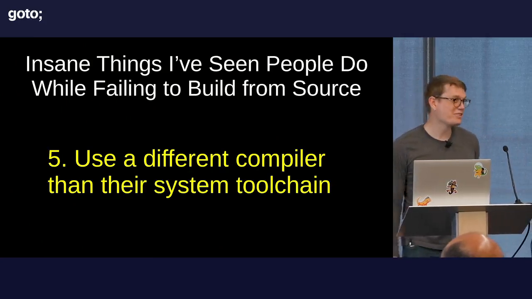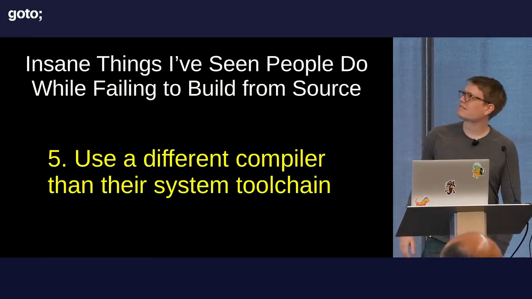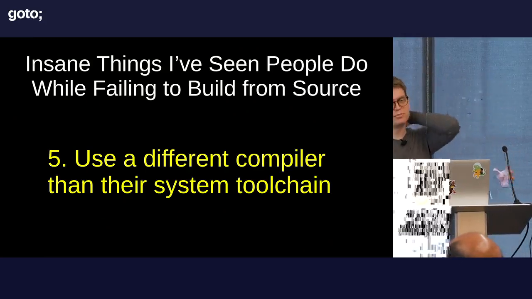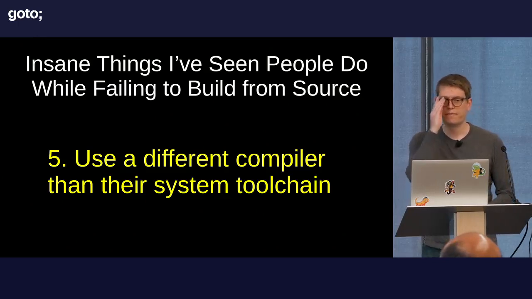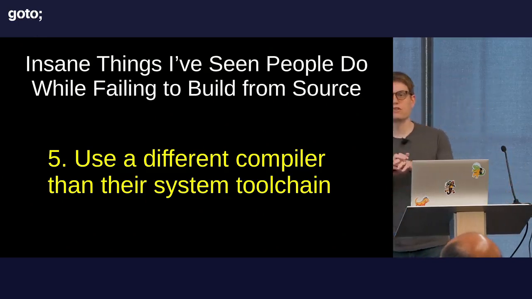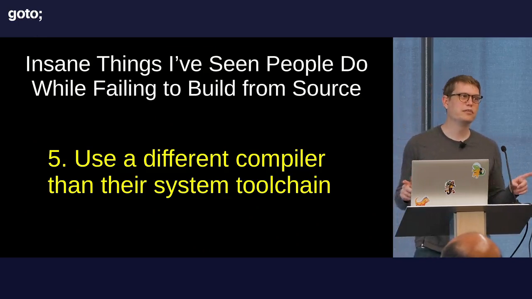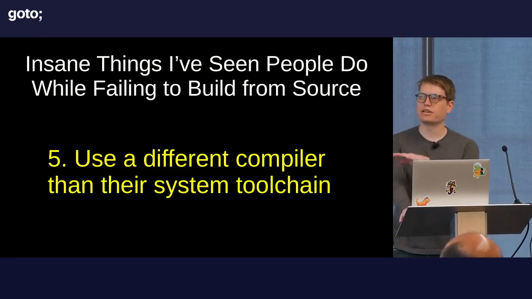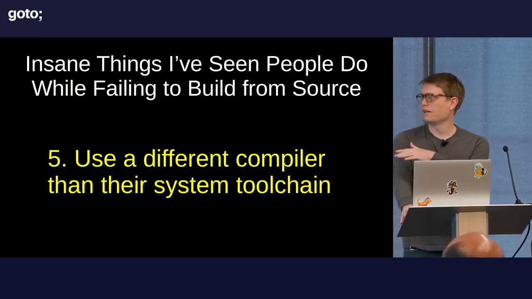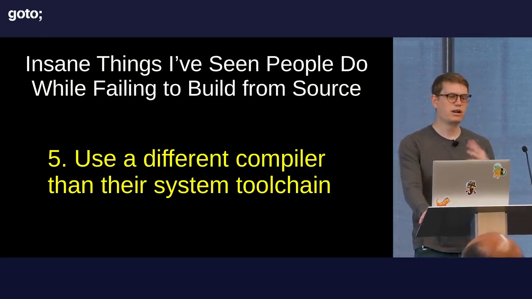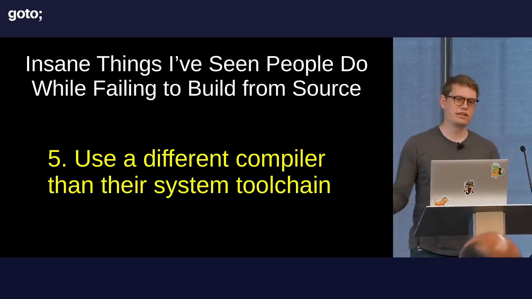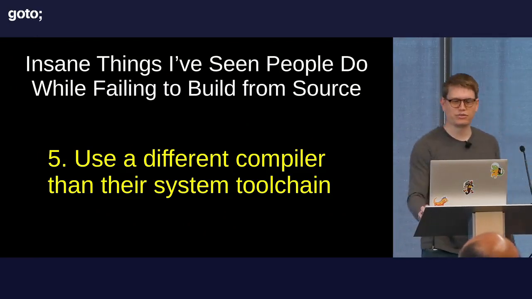Using a different compiler than your system toolchain, this is an unfortunate pitfall that mostly exists because of C++, or things are going to break, with exceptions. And if you know what these exceptions are, you can do it. But if you don't know what these exceptions are, this is a pitfall. So start with this. Get it working like this. And only then, if you want to move on to using a different compiler than your system toolchain, learn about it, do this advanced thing. But start with just the system toolchain.